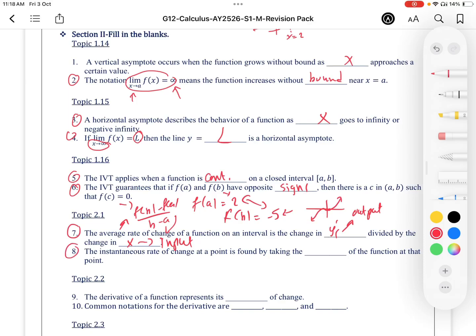Number 8, the instantaneous rate of change at a point is found by taking the derivative. As we mentioned above, the limit as h approaches 0. And we said the instantaneous rate of change is the derivative itself at a certain point.